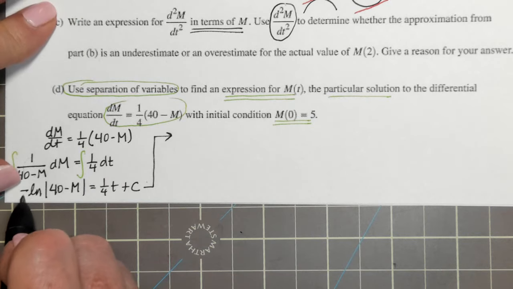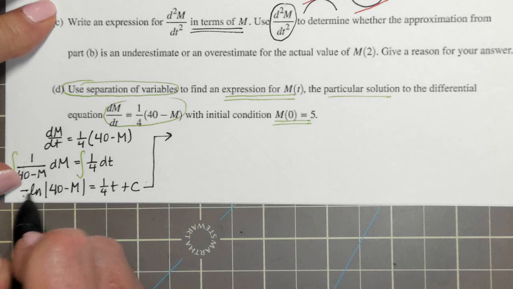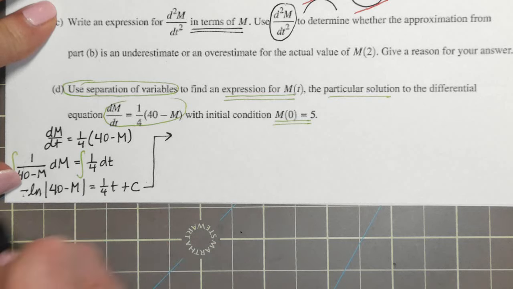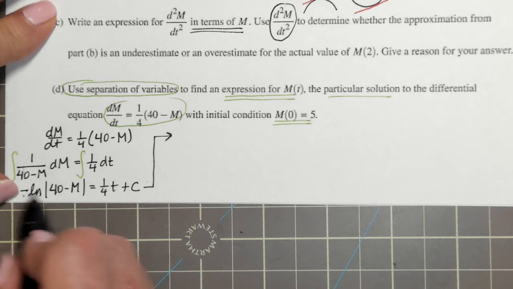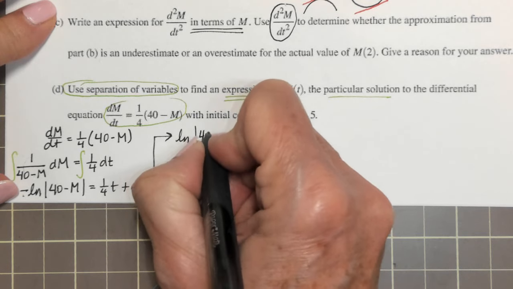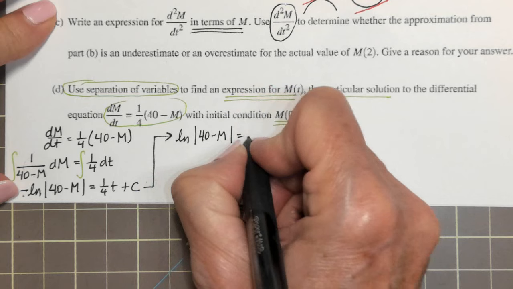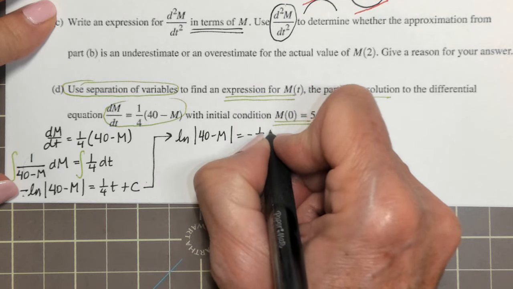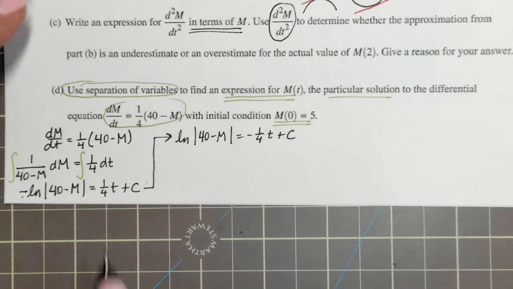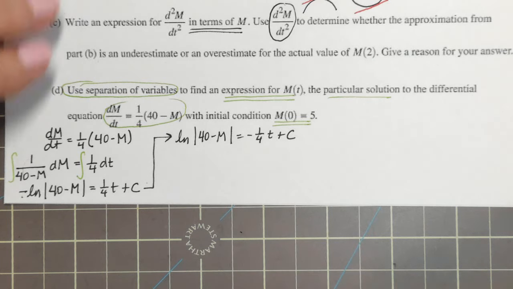Okay, this negative. What do we do with the negative? Does it distribute? No. That's not a log property. No number out in front distributes to the argument of a log. Instead, I'm going to multiply both sides by a negative 1. And we get negative 1/4 t. And then this, you can write it as a minus c if you want, or it's just a constant, so I'm just going to leave it a plus c.